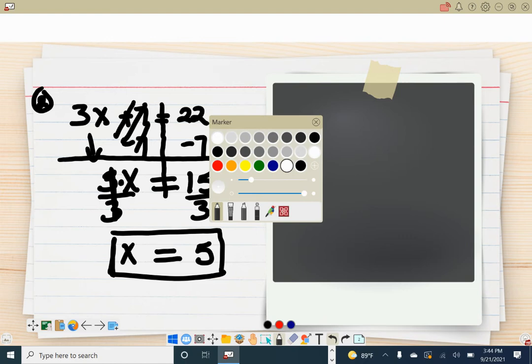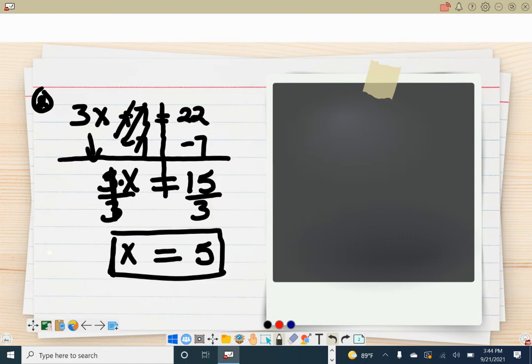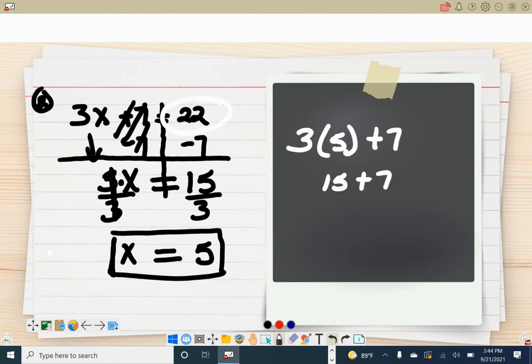So I'm going to check my work. Instead of saying 3 times x plus 7, I'm going to say 3 times 5 plus 7. And when I get done with 3 times 5 plus 7, I want to make sure that it is equal to 22. If it is, then I've got the right answer. 3 times 5 gives me 15, plus 7 gives me 22. So my answer checks. I have the right answer. I hope on your paper now you have problems 1 and 2 done. If you don't, pause the video and go back and get your problems 1 and 2.